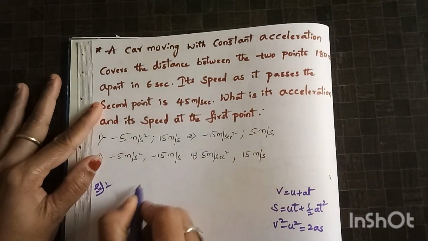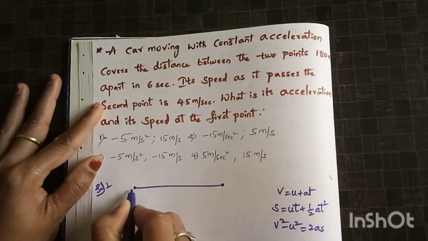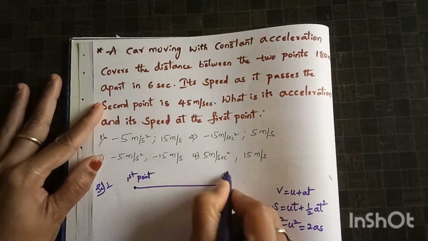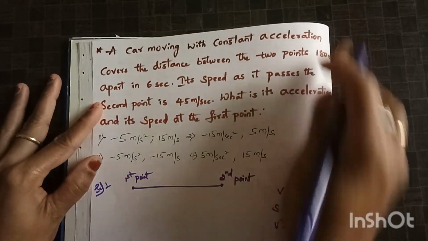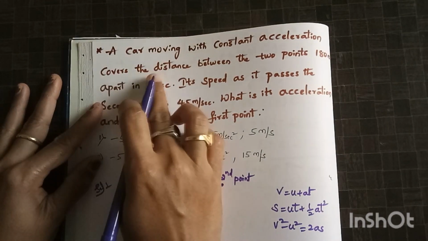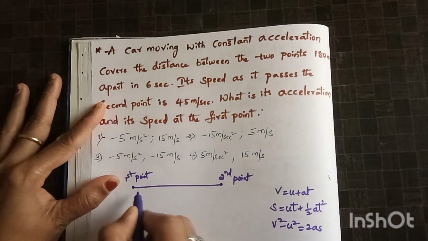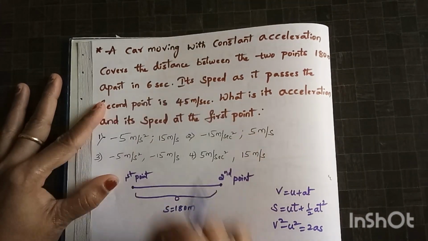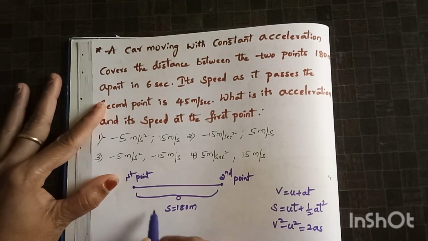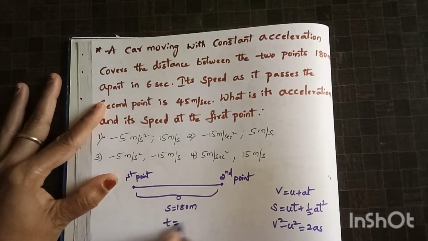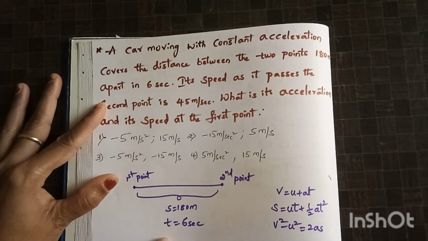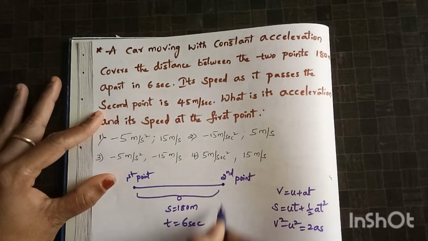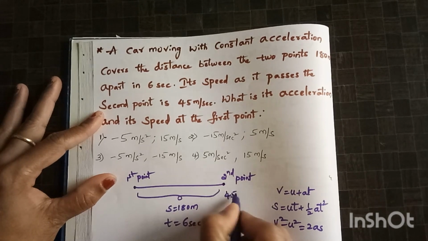What they have given means the distance between 2 points. These are the 2 points. This is the first point, and this is the second point. The distance covered between 2 points is 180 meters. So the distance here, S, is 180 meter, in 6 seconds. It covers 180 meters in a time of 6 seconds. They have given a time t. Its speed as it passes the second point is 45 meters per second. So the second point speed is given as 45 meter per second.